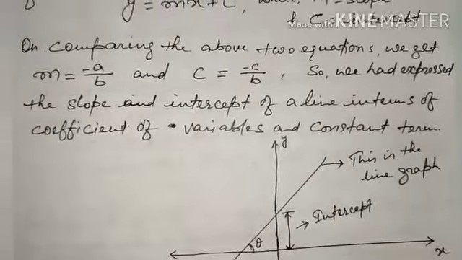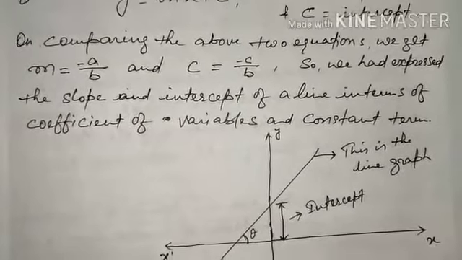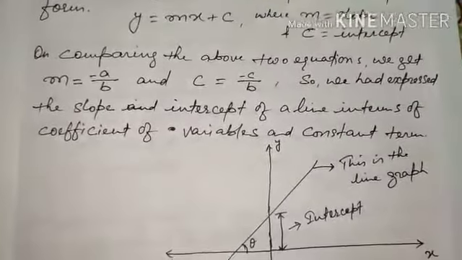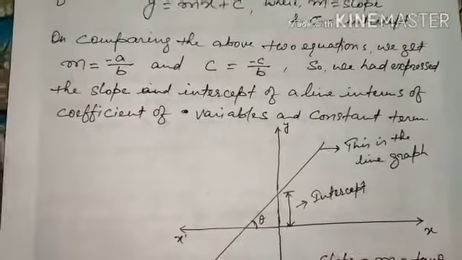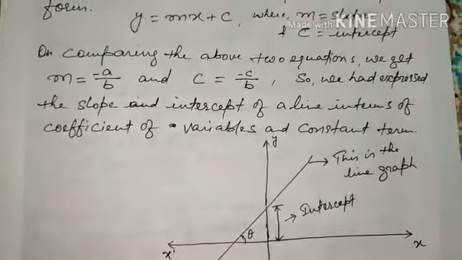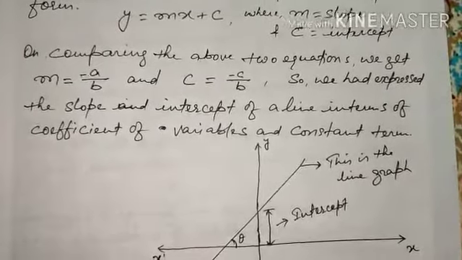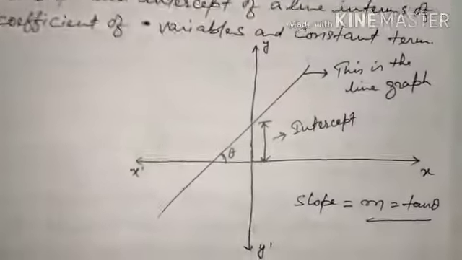Now moving on, comparing the above two equations, we get m is equal to minus a by b and c is equal to c. Here the capital C I have written represents the intercept. On comparing these two equations, we get m is equal to minus a by b and c is equal to c. So we have expressed the slope and intercept of a line in terms of the coefficients of the variables and the constant term. We have done that.